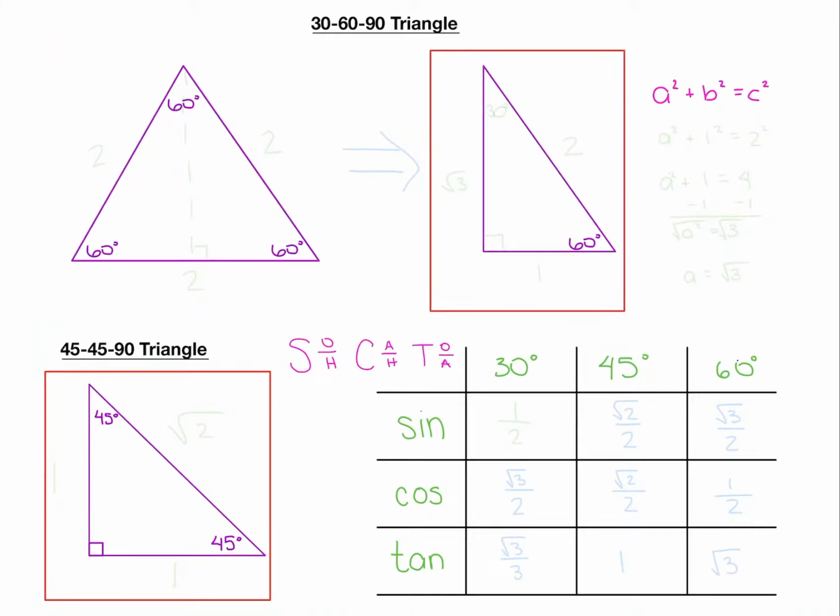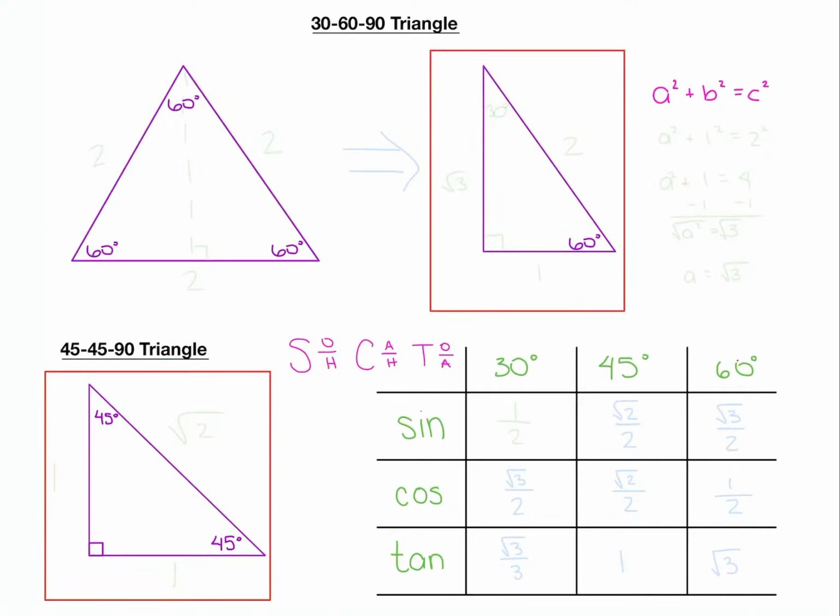So I'm going to be showing you guys where these famous 30, 60, 90 triangles and 45, 45, 90 triangles in trigonometry come from, since they're used so often. To get the 30, 60, 90 triangle, let's say we started off with an equilateral triangle.